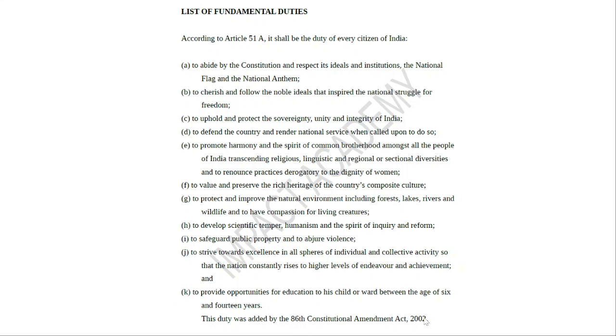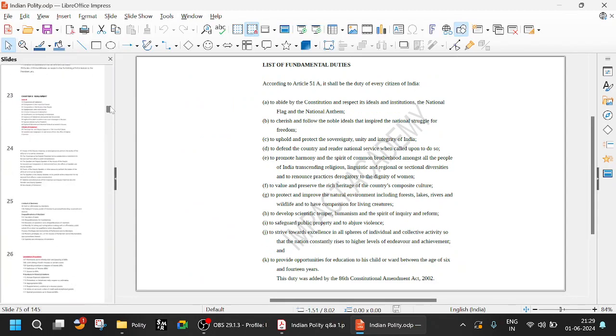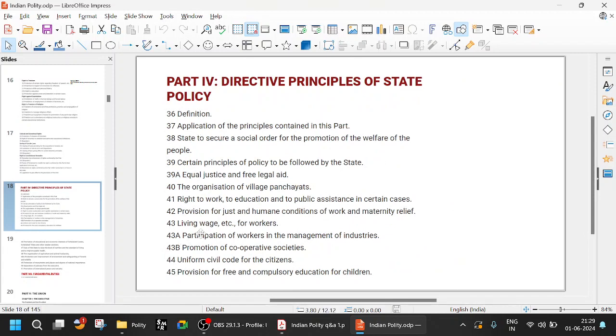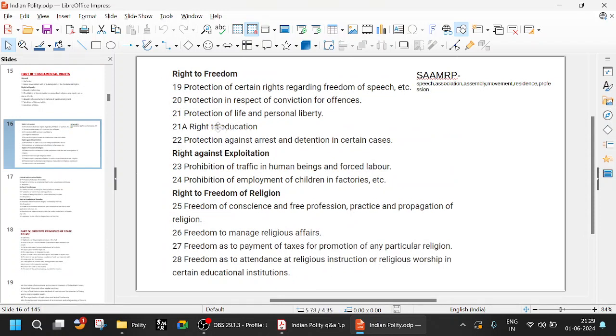And this is the 86th Constitutional Amendment Act of 2002, and also 21A. 21A is right to education. Previously, it was not there. Previously, Article 45 provided for free and compulsory education for children, so 45 used to contain the education part. Later, with the 86th Constitutional Amendment Act, 21A has been added, and Article 45 is up to 6 years, and 21A is from 6 to 14. Article 21A, compulsory education between 6 to 14 years. That is, the state will provide.